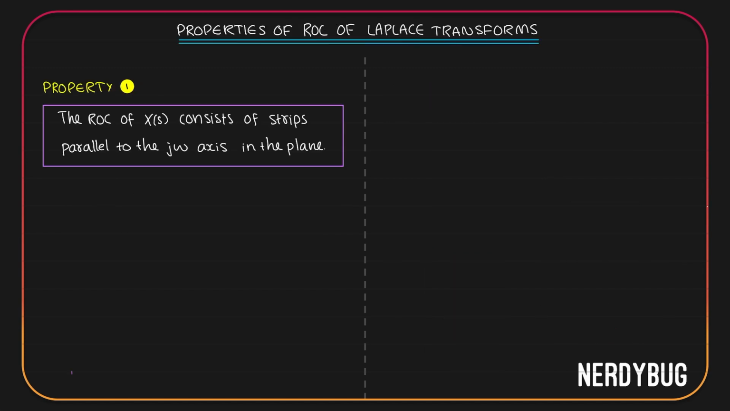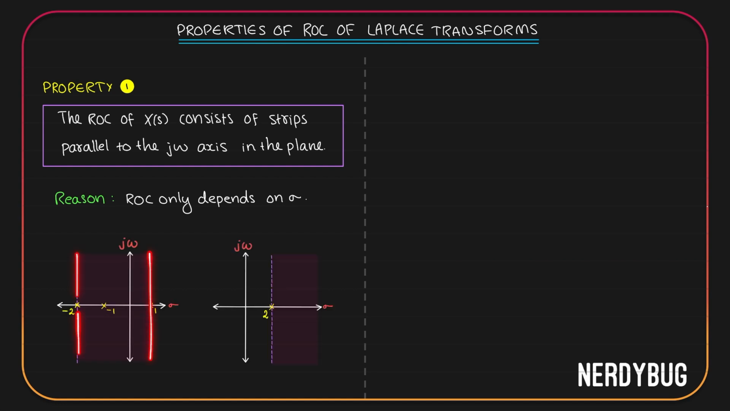Let us move on to the next part, that is properties of region of convergence of Laplace transforms. The first property is the ROC of x of s consists of strips parallel to the j omega axis in the plane. The reason for this is very simple. We have already proved that ROC only depends on the value of sigma, it doesn't depend on omega. So omega is allowed to take any values, which means when you plot ROC on an S-plane, it will always look like this. These are strips that are parallel to the j omega axis.